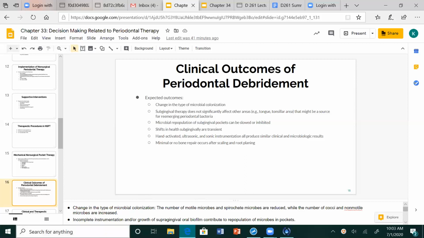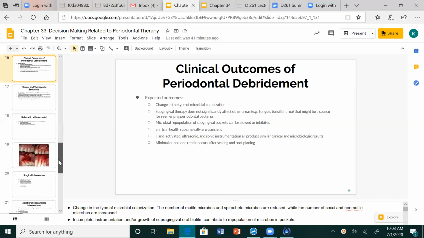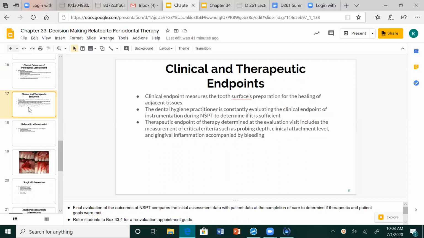And as always, this is so huge. Incomplete instrumentation and or growth of supragingival biofilm contribute to the repopulation of microbes in pockets, okay? So stressing that to the patient. Clinical endpoints measure the surface's preparation for healing of adjacent tissues. And then we're constantly evaluating these, guys.